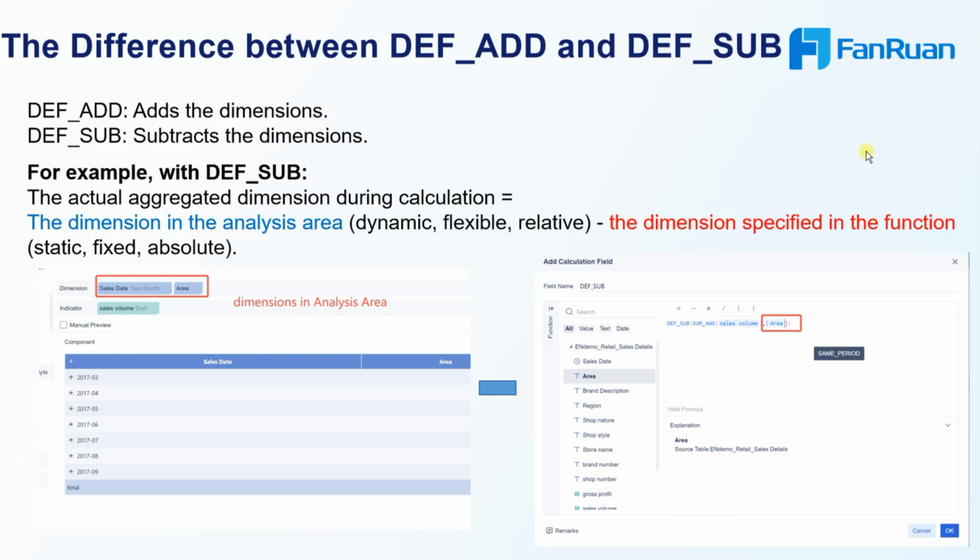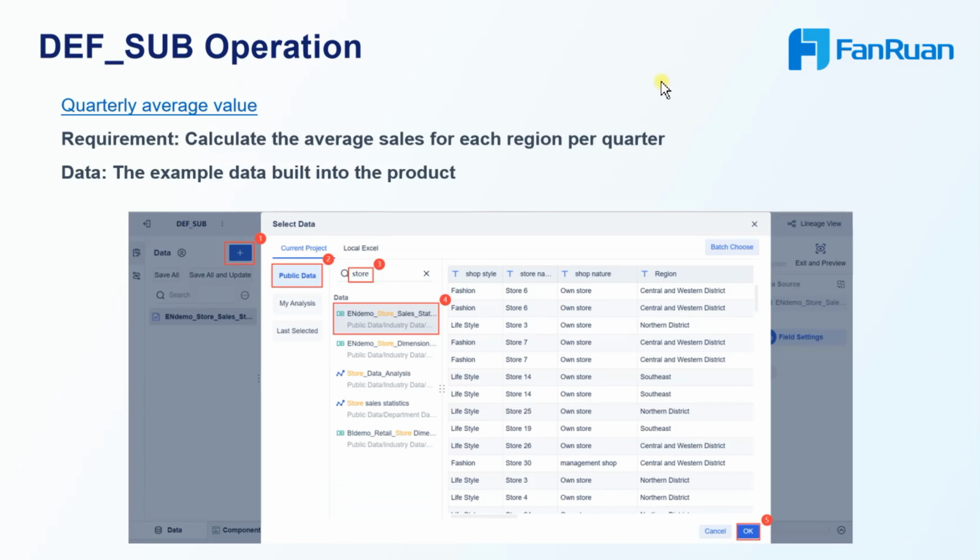With define add, the dimensions involved in the addition come from both the analysis area and the formula. On the other hand, define sub is used for subtraction. The dimension used in define sub for aggregation comes from the analysis area, and it subtracts the formula-specified dimension. Let's take another example to understand define sub.